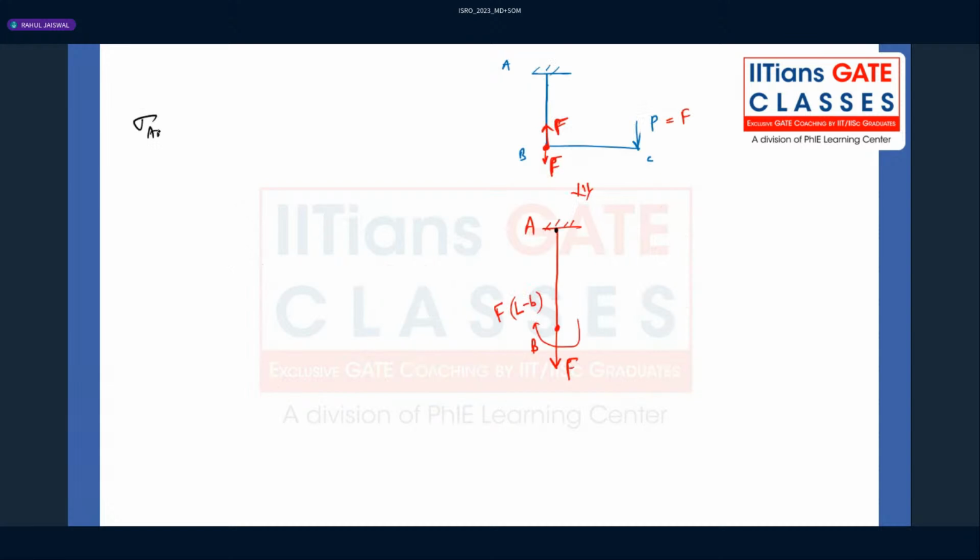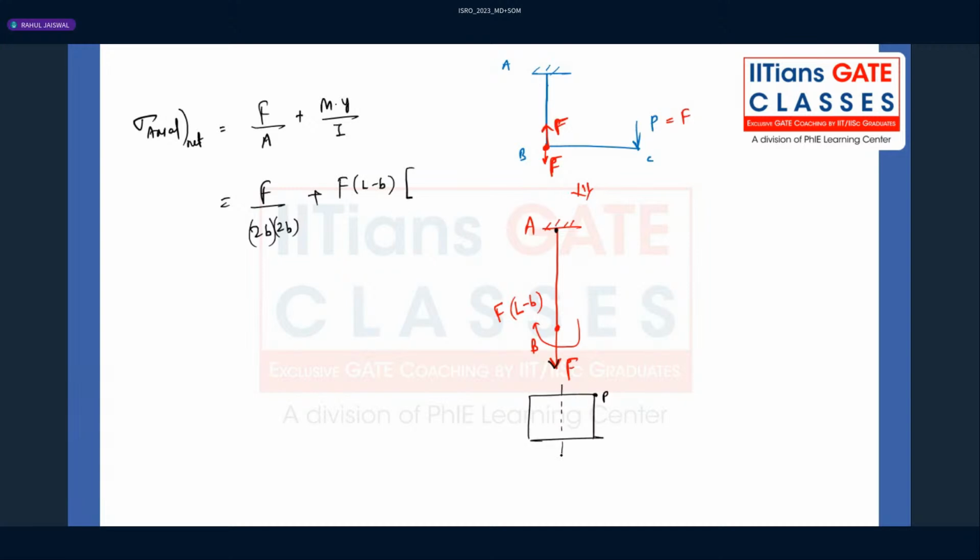So here we can write the net axial stress will be, because of this F, central axial stress will be developed, F divided by area, plus M into Y divided by I. What is the area? 2B into 2B, plus the moment. What is the moment which is acting? F into L minus B. What is the distance of the particular point P with respect to this? It will be B. This will be the neutral axis, my dear friend. So Y will be B only.